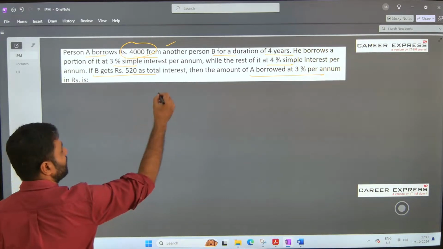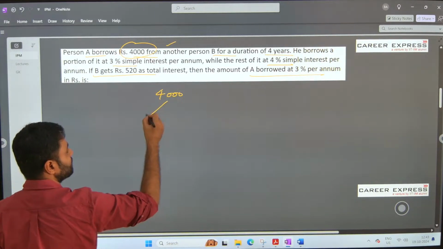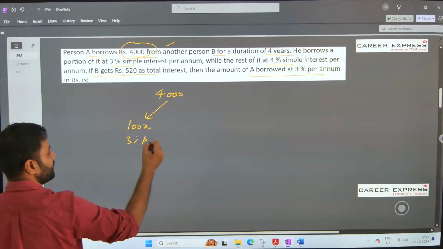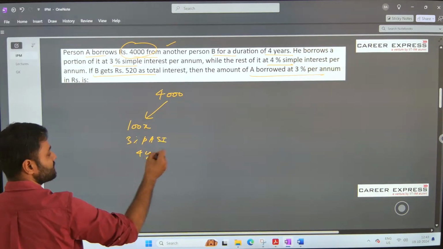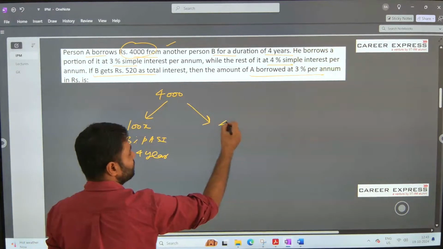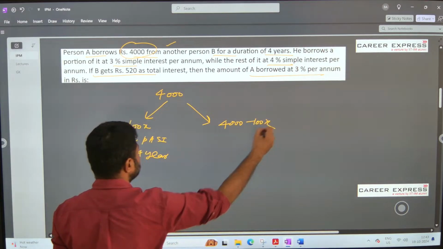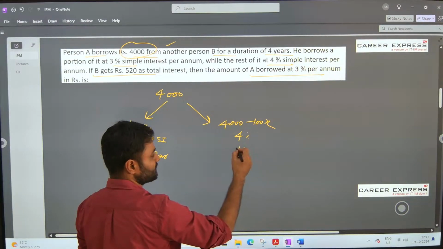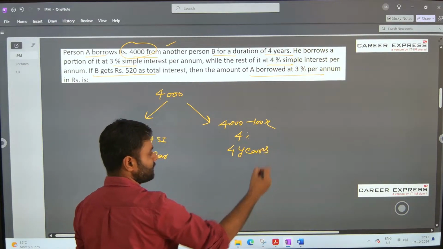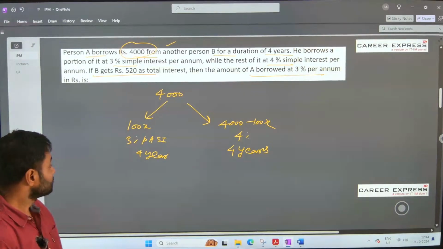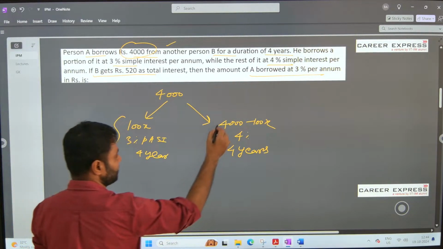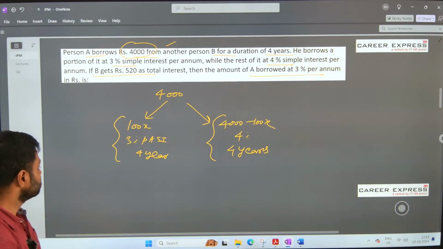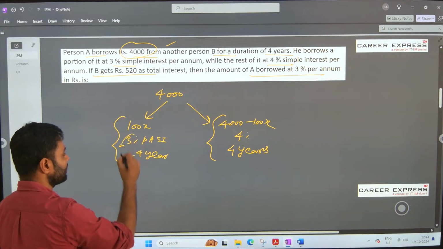So we can assume out of 4,000 rupees, 100x rupees were taken at 3% per annum simple interest for 4 years, and we can assume the rest, 4,000 minus 100x, was taken at 4% per annum, and the time is 4 years again. So in both cases, the time is 4 years. The interest accrued on both should add up to 520 rupees. So at 3% per annum in 4 years, it will be 12%.